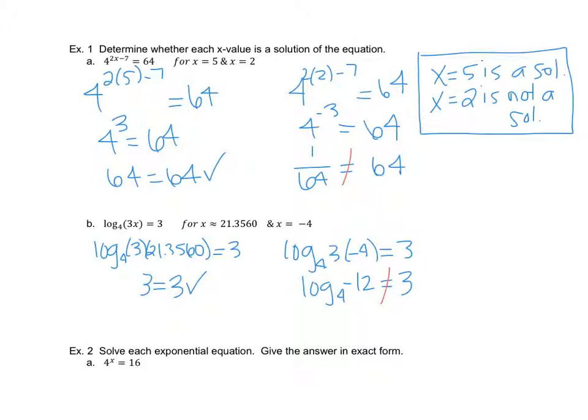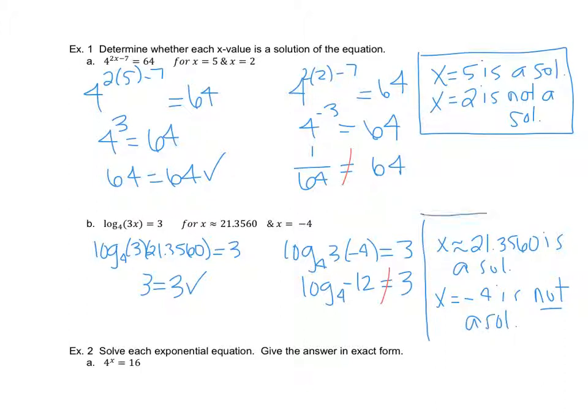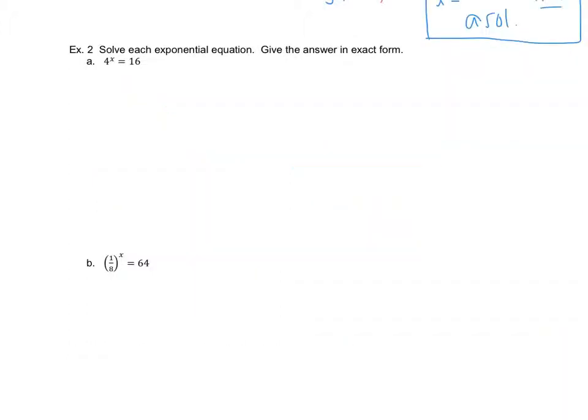So I'm going to say x approximately 21.3560 is a solution, and x equals negative 4 is not a solution. And that's going to be my final answer. So on these first two and on the first several of your homework, all you're doing is verifying: are these solutions or are they not?